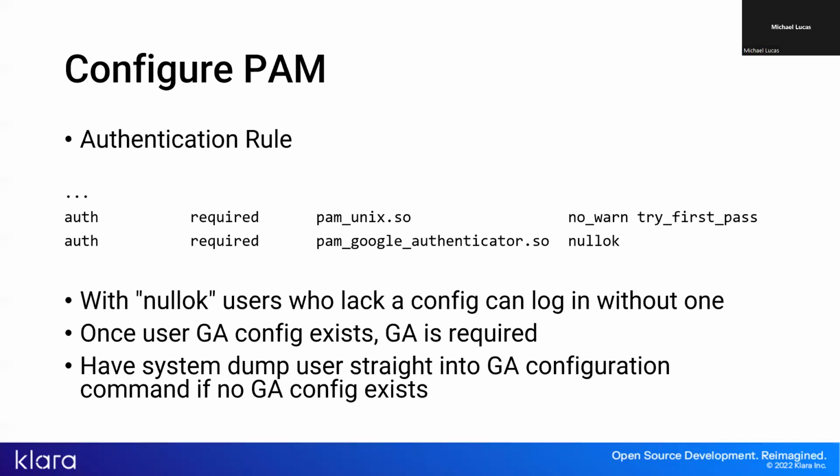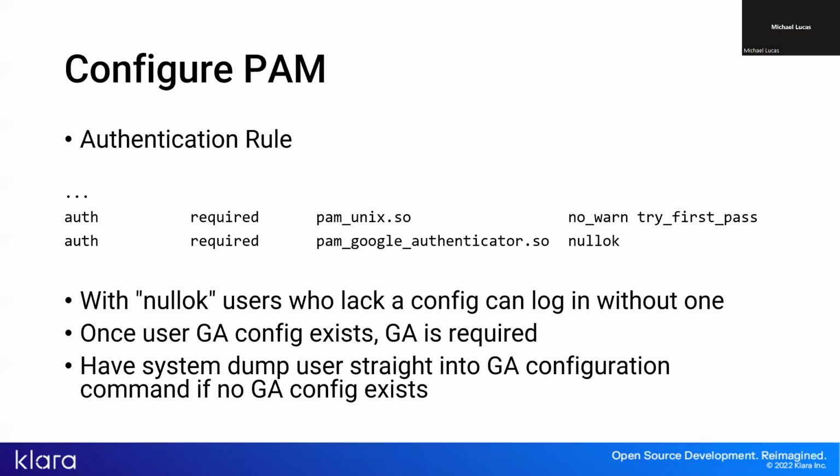So I've added another rule here. It's another authentication required rule for the PAM Google module. And I've added the nullok option, because what that does is if your user has not yet configured Google Authenticator, they can log in and configure it, and then it will be required. So nullok basically says this module can say, no, you can't log in, or yes, you can log in. And it also can say, I don't have an opinion.